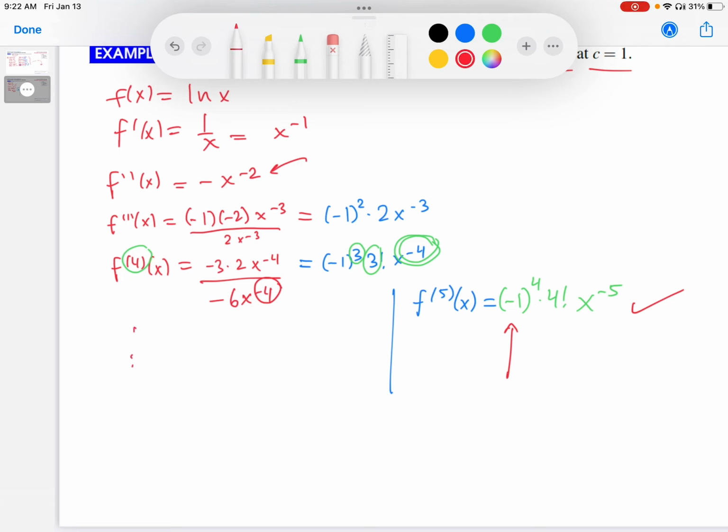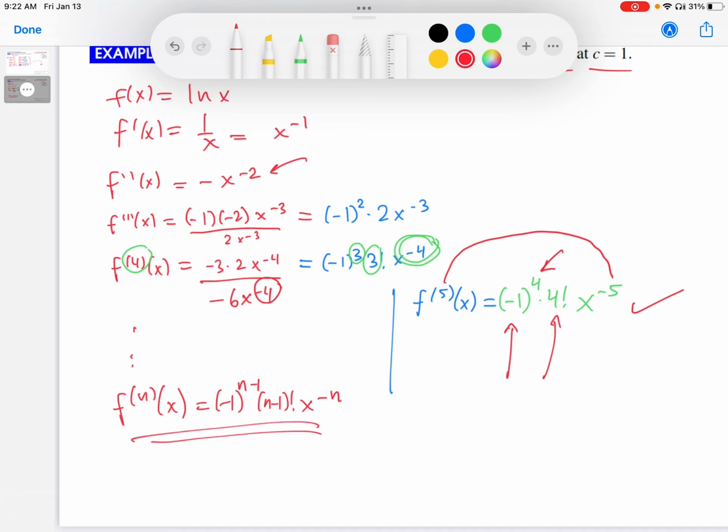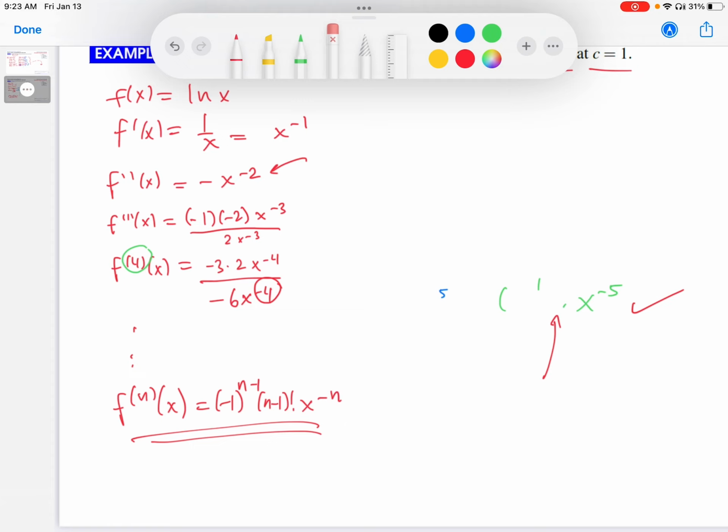Okay, so then what is the pattern? So now we can jump to the nth derivative of ln x. We follow the pattern. This number matches the power of x, so x to the -n. And then we have a -1 raised to the n-1, right? 1 less than the power. And then the factorial here is also 1 less, so n-1 factorial. So this is the nth derivative of the function, right? And this is what we are now going to use to substitute in the c value and then start generating the coefficients in the Taylor polynomial.